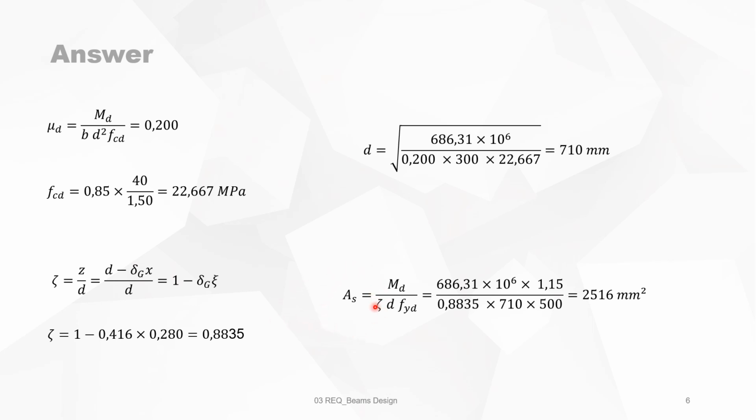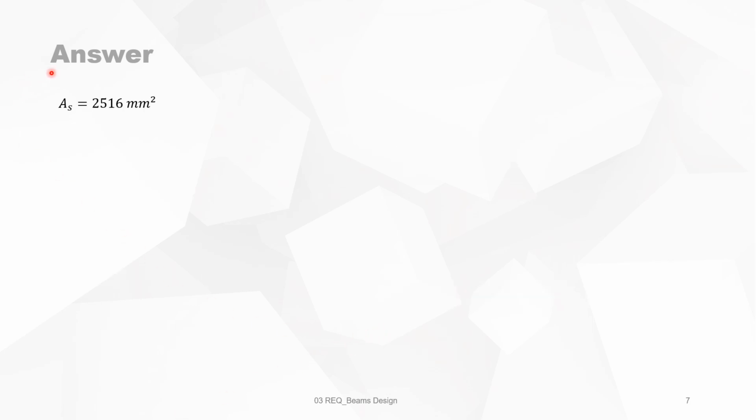From this, we will calculate the needed reinforcement, and we find for the needed reinforcement 2,516 square millimeters. It is a lot of reinforcement to be put into a beam of only a width of 300. But this is the case here, the width is given. After some trials, we find that 8 diameters 20 gives you 2,513 square millimeters. This is close enough. This is okay.